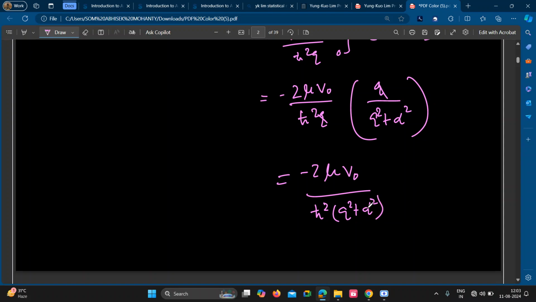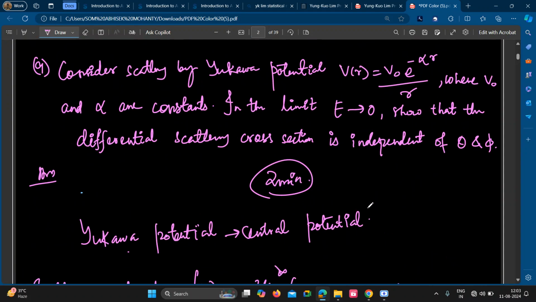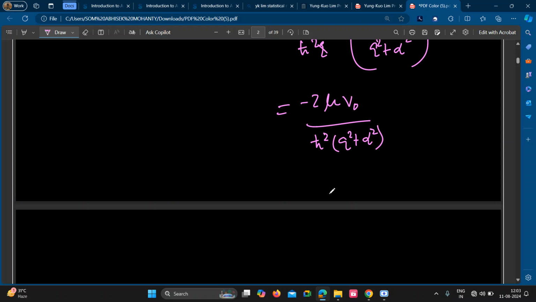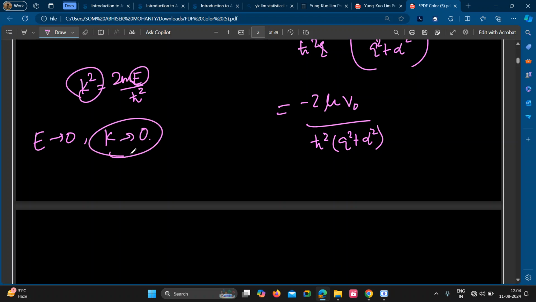But what is the question? In the limit E tends to 0, so that differential cross section is independent of theta and phi. So E tends to 0 means, see, k square is 2mE by h cut square. So when E tends to 0, then k should be tending to 0. Right? So when k is 0, we know q is equal to 2k sine theta by 2. So when k is 0, then q should be 0. So q is 0 here.